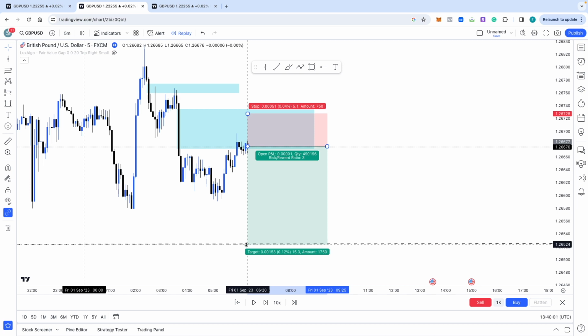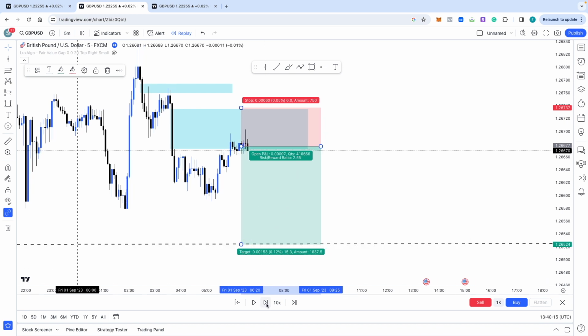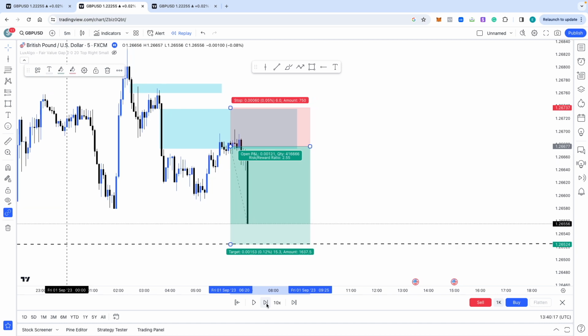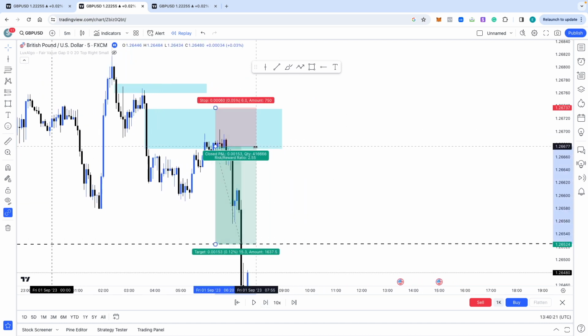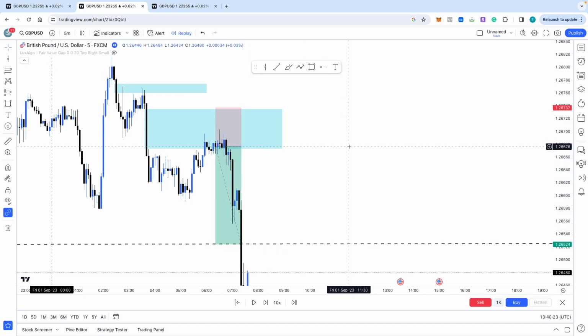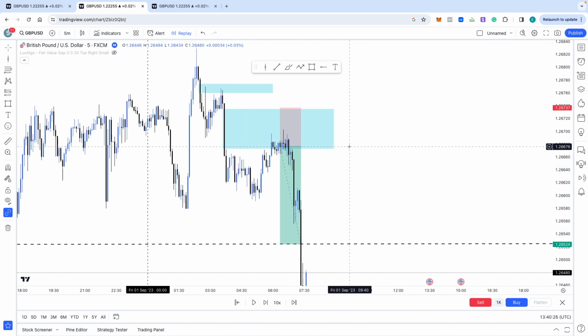aiming for the previous day low. Risk reward of 3 is healthy. Stop loss just above the fair value gap. So RR would be 2.5, which is plenty for me. And let's see how this plays out. Amazing. And we smashed TP. And that right there is a very, very simple setup.